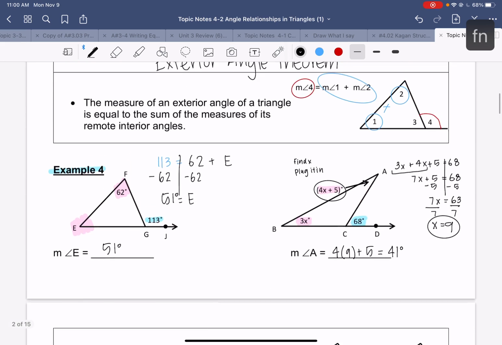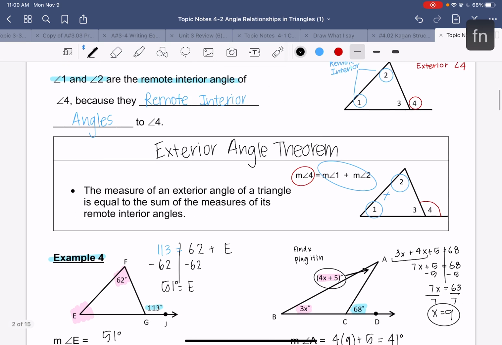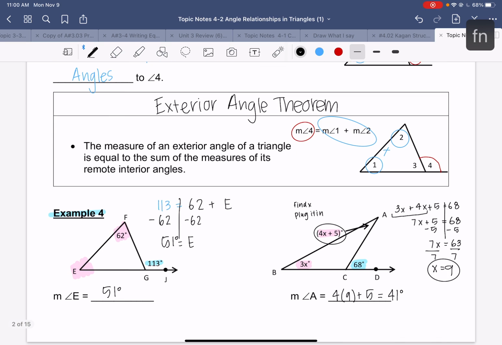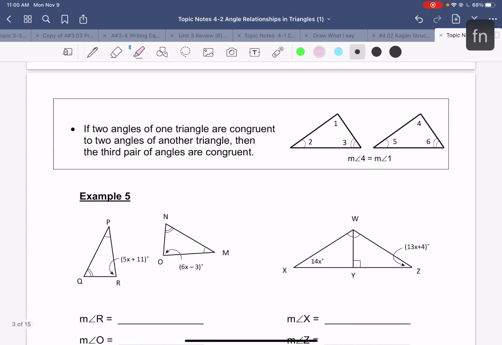All right, so that's probably the biggest angle theorem that we will go over. A triangle theorem that will help you on today's assignment. Okay. All right, and then we have the last one, which is the third angle theorem.